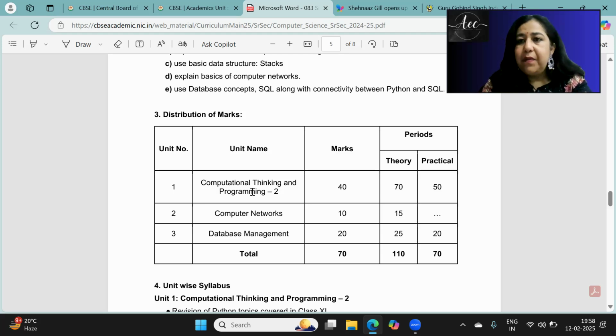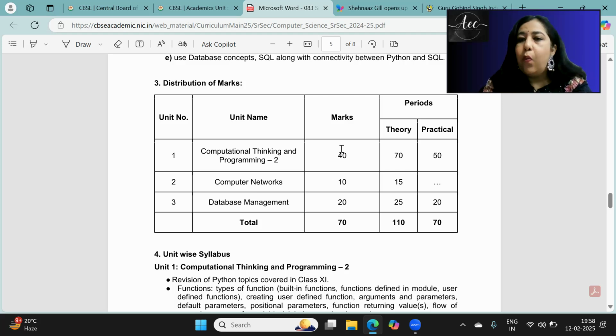So you are going to have a 70 marks theory exam. In the theory exam, we have three major things. One is your computational thinking and programming, which is Python, and that will cover the maximum portion, that's 40 marks. Computer networks is a theory chapter covering 10 marks, and then we have database management, in which you learn a language called SQL, structured query language.